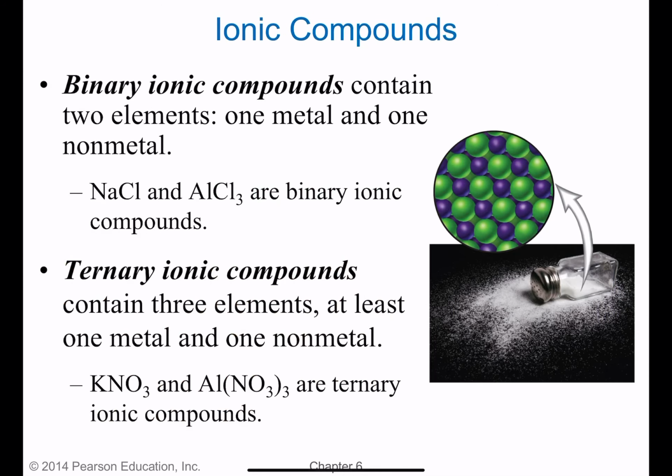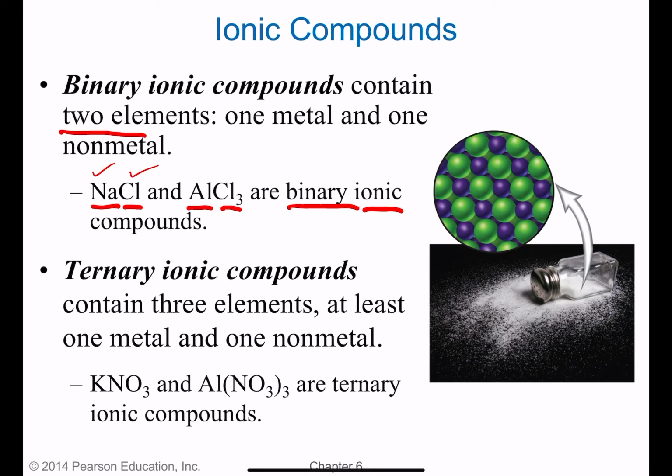By binary ionic compound, what we mean is an ionic compound that contains only 2 elements. For example, here we have sodium and chloride. Here we have aluminum and chloride. Because we just have 2 elements, we're calling them binary. And because it's a metal bonded with a nonmetal in both of these examples, it's ionic.